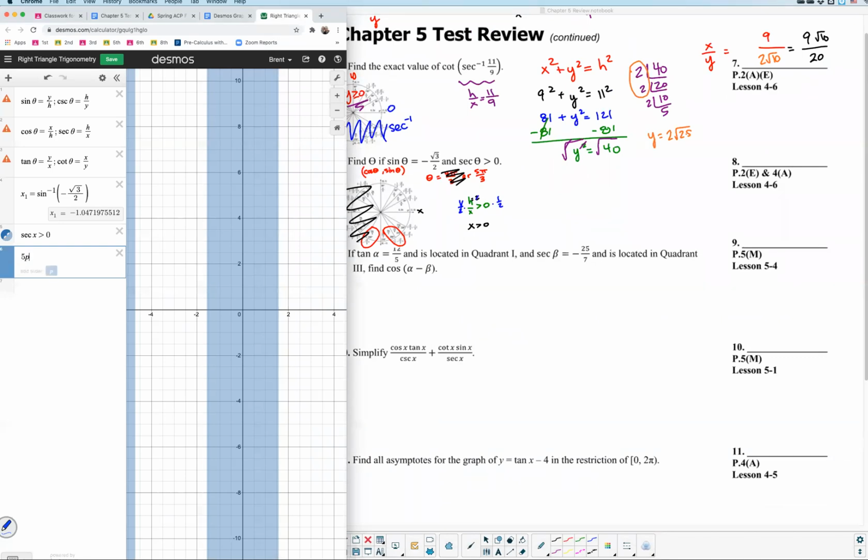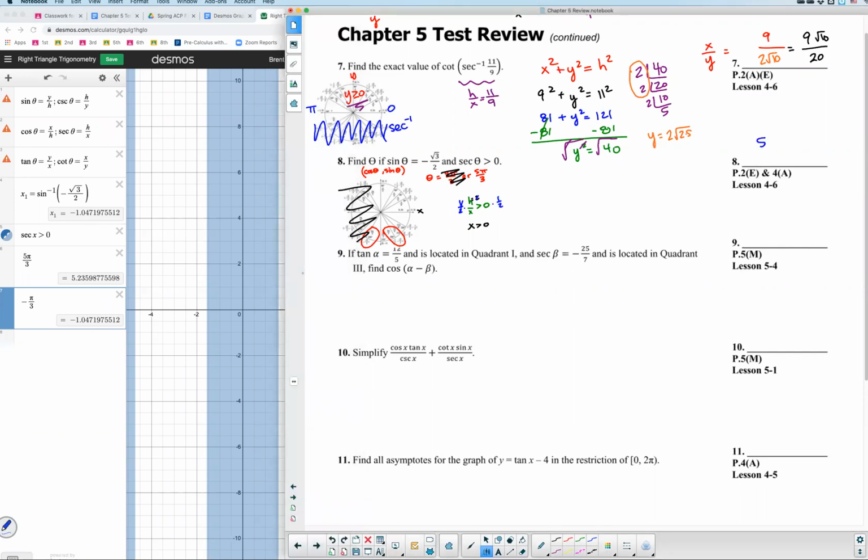So 5 pi divided by 3. What they did is they listed as if you went negative, which that would be negative 1 pi over 3. So if I do negative 1 pi divided by 3, I'm going to get what the calculator gave me. Check that out. Same value. Over here, I'm going to put 5 pi over 3 because that's their unit circle value. 5 pi over 3 is what I'm going to say theta is.